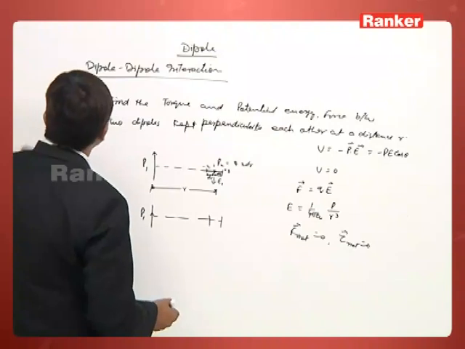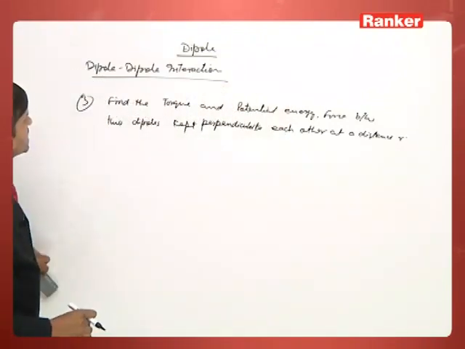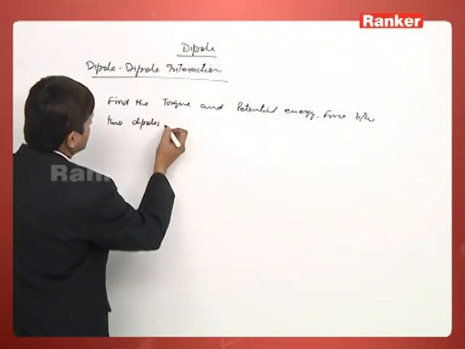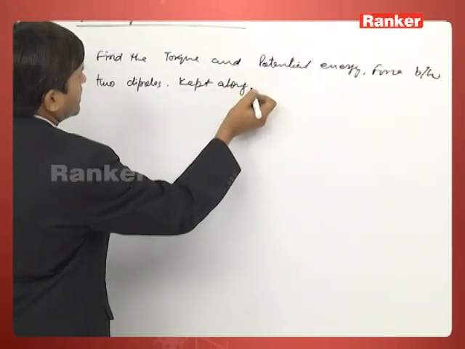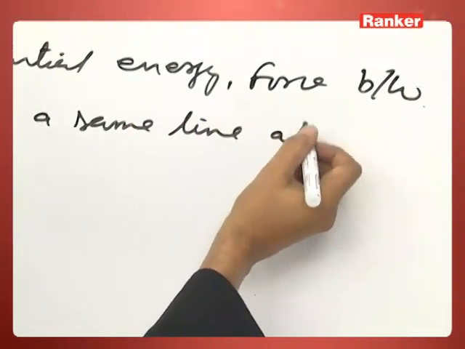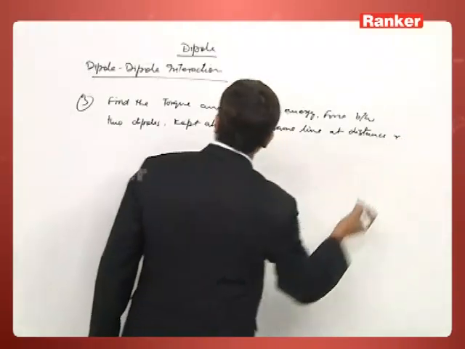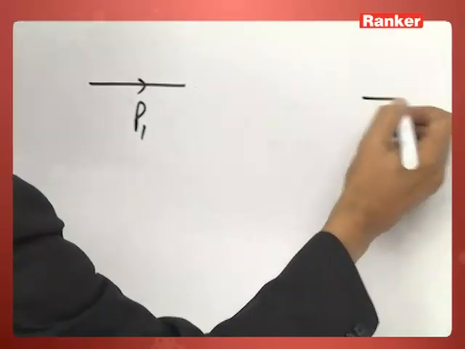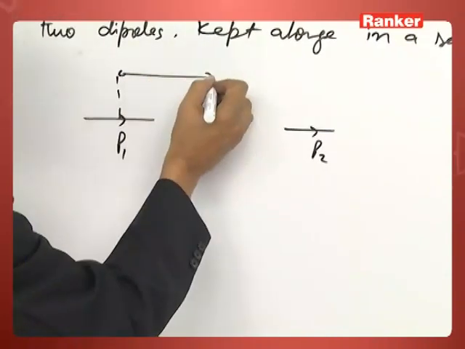Now come to the third case. In the third, find the torque, potential energy, and force between two dipoles kept along the same line at distance r. Let this be one dipole P1, another dipole P2, and the gap between these two is r.